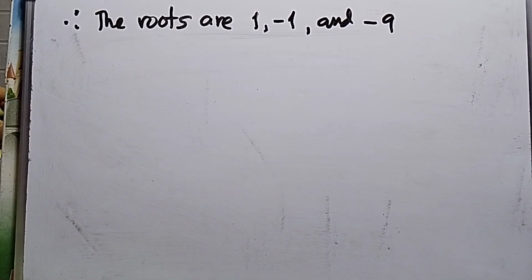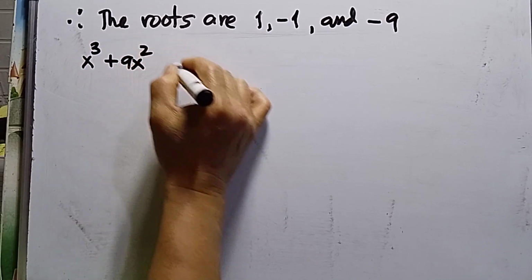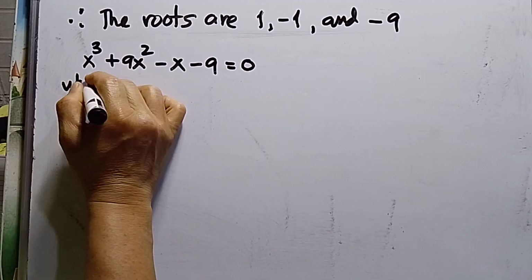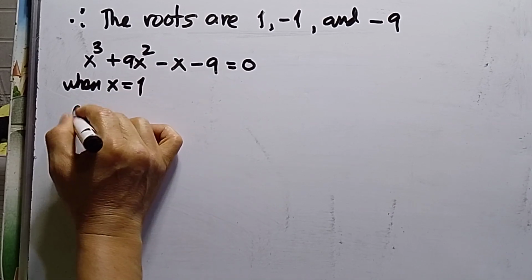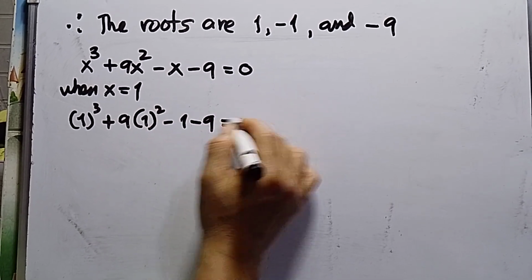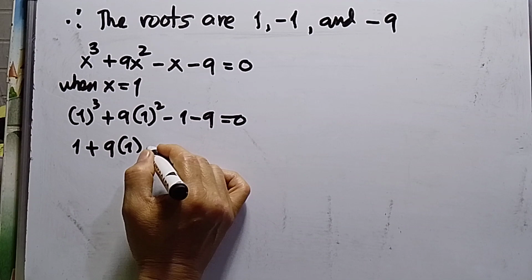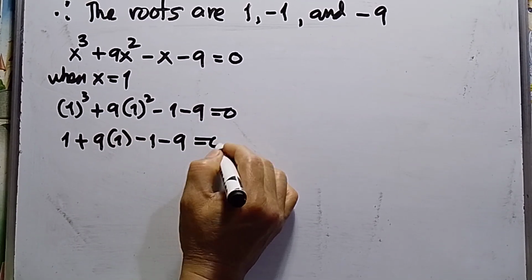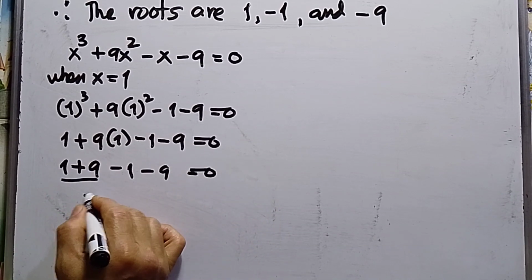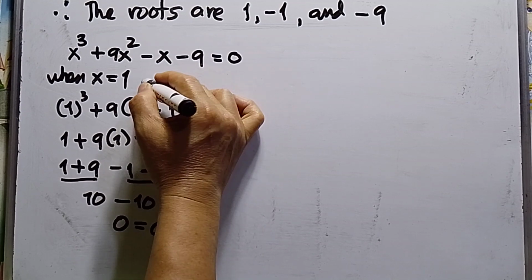So, let us check by using the given. The given is x cubed plus 9x squared minus x minus 9 is equal to 0. So, when x equals positive 1, this will be 1 cubed plus 9 times 1 squared minus 1 minus 9 is equal to 0. So, this will be 1 plus 9, because this will be 1. Then minus 1 minus 9 is equal to 0. So, 1 plus 9 is 10. This one also minus 10 is equal to 0. 0 is equal to 0. So, therefore, x equals 1 is correct.